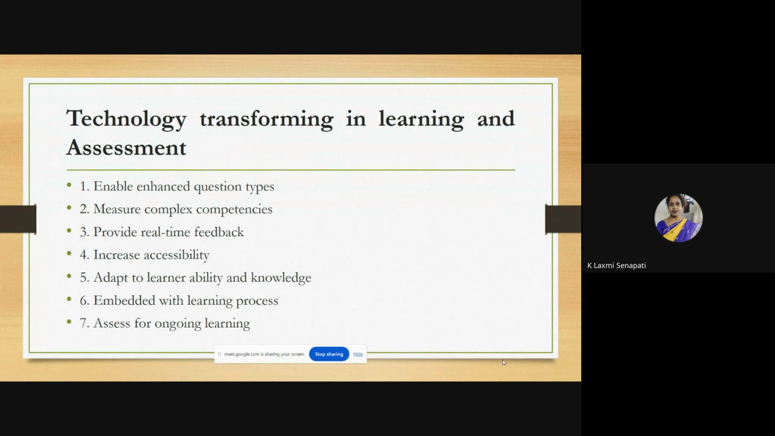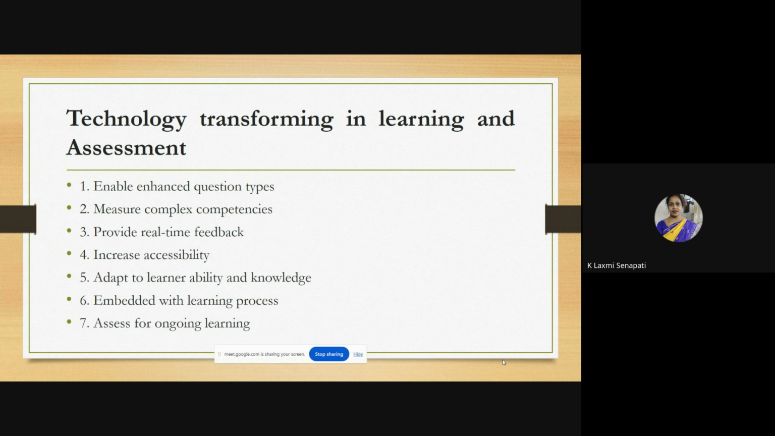process? We can say technology will help us enable enhanced question types. Different types of questions, which we are able to know with the help of technology, and also measure complex competencies, the learning objectives, and the learning outcomes that will be developed. Suppose we have framed learning objectives; after completion of the topic we can get the learning outcomes, accordingly as we have planned.